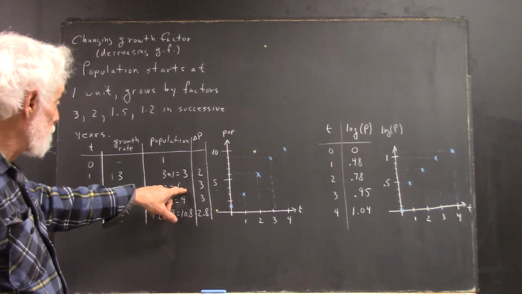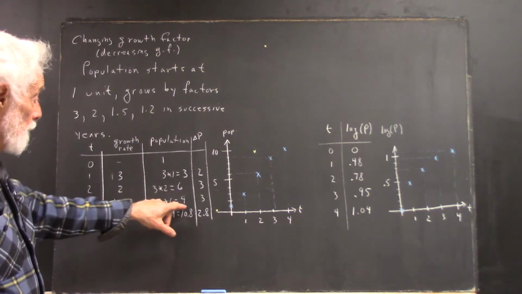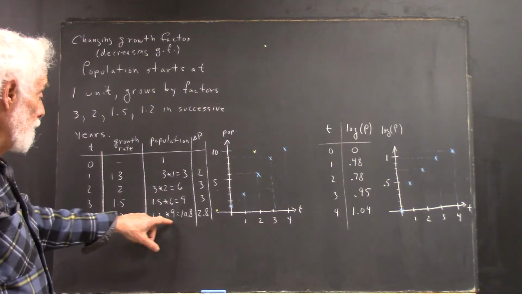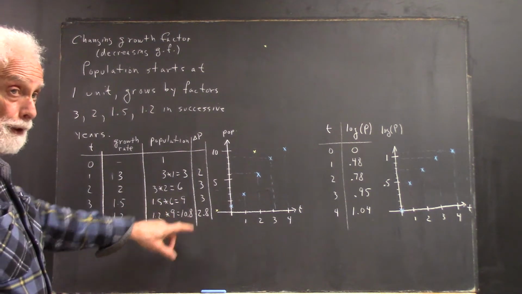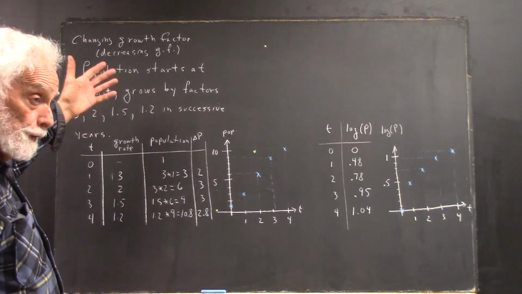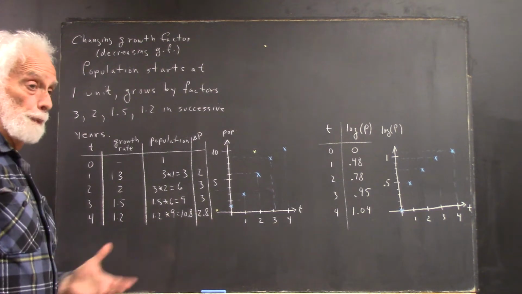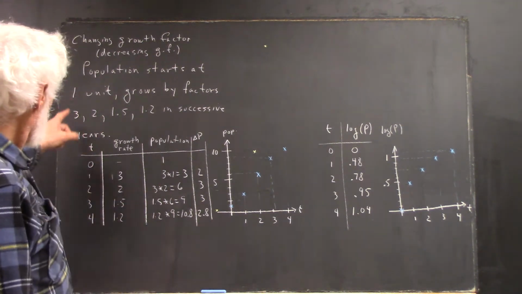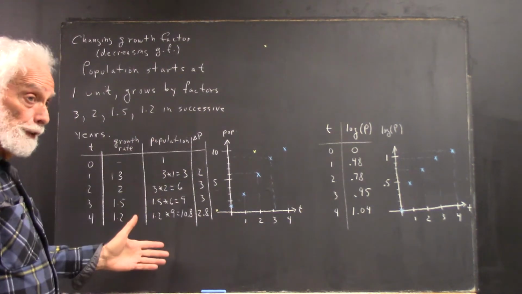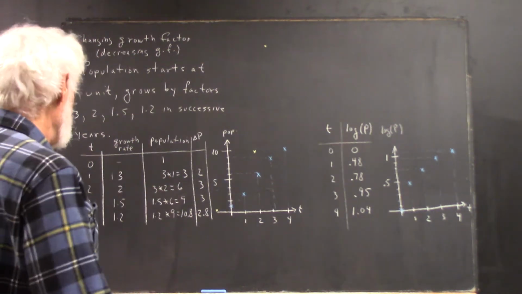Then you multiply this by the growth rate for the third year. You get the population at the end of the third year. You multiply this by the growth rate for the fourth year, and you get the population at the end of the fourth year. So these are calculations that anybody can do, arithmetic. Now, not everybody can think about the fact that the growth factor is decreasing. That doesn't mean that the population is decreasing. It means what you multiply the population by is decreasing.